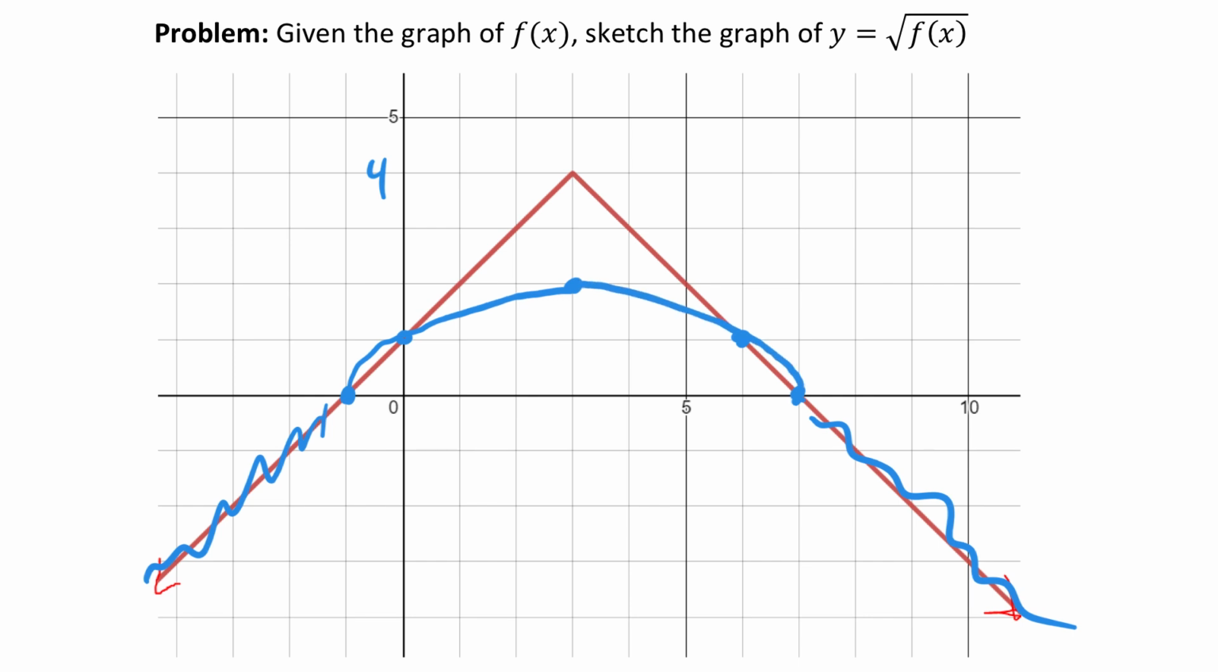Something like that. Perfect. What's the domain? Looks like we go as low as -1 and up as high as 7. And the range is from 0 to 2.